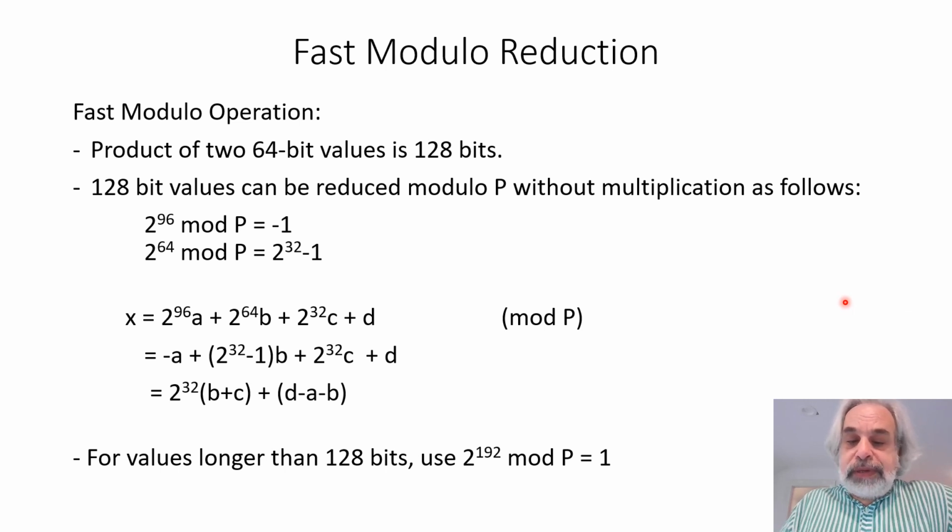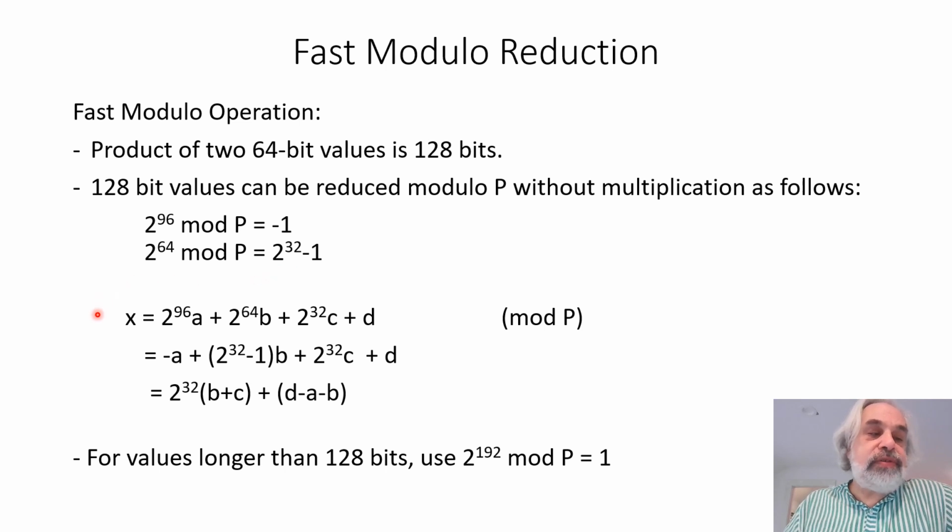In general, the expensive step tends to be the finite field multiplication. So here, we're going to take these two 64-bit values, multiply them together and get a 128-bit number. And then we want to reduce that 128-bit number modulo p. Now again, here's where the Goldilocks field is really advantageous. It has a couple of special properties, namely that 2 to the 96 mod p is minus 1, and 2 to the 64 mod p is 2 to the 32 minus 1.